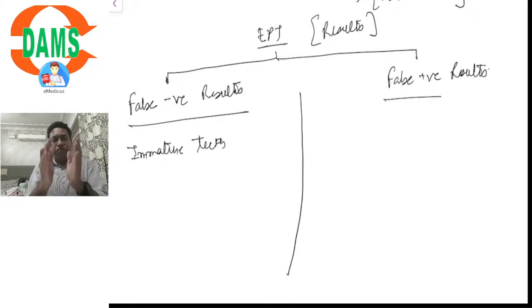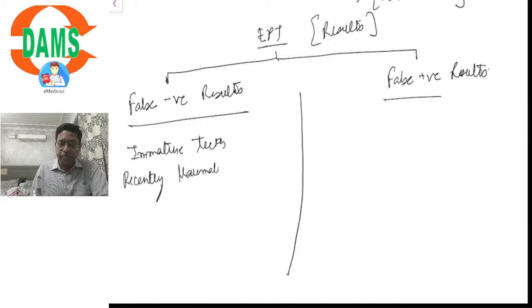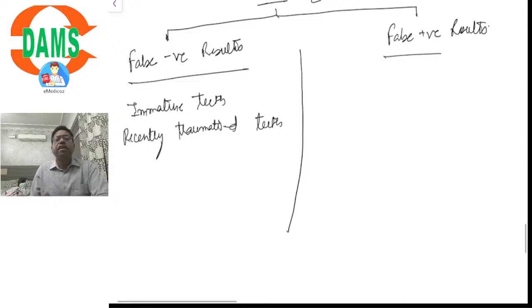Immature teeth means the root is not completely formed. When the tooth matures, the A delta nerve fibers are the last principal sensory nerve fibers to mature with the tooth. So in an immature tooth, the A delta nerve fibers are not fully mature. So EPT does not produce any response. Immature teeth. Similarly, in recently traumatized teeth, we get false negative results. The patient would not give any response to even the highest level of current.